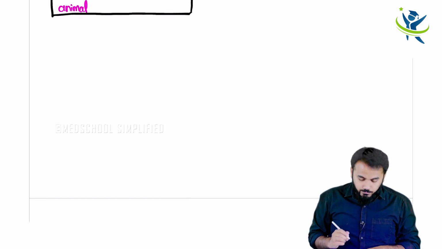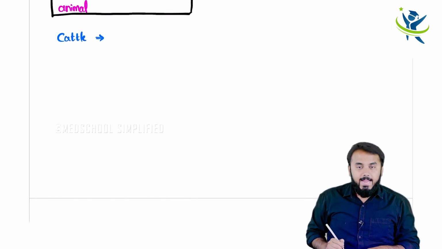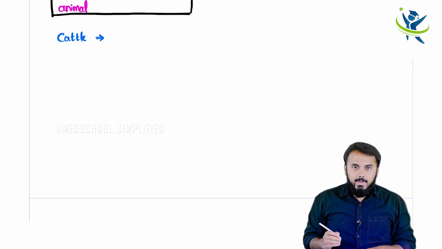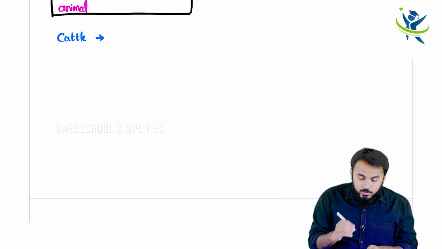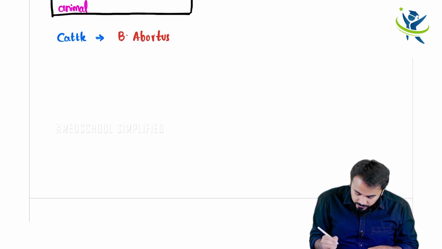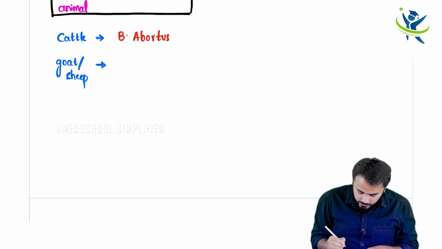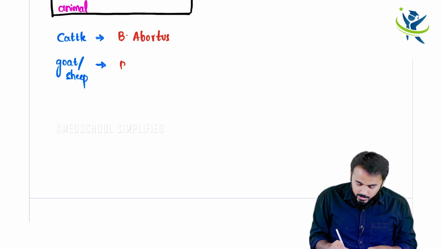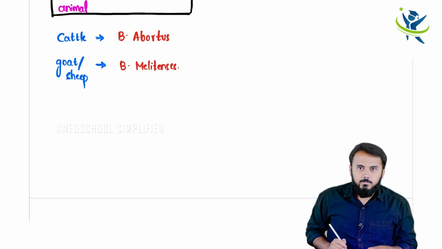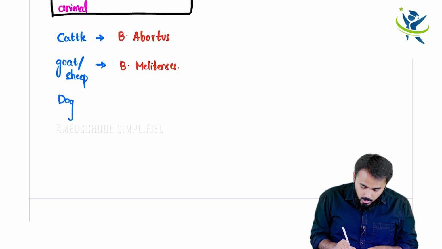Okay, the first thing, for example, if you come in direct contact with the cattle, then you are more likely to get that type of Brucella infection which is caused by Brucella abortus. For example, if you are in direct contact with the infected goat or sheep, then you are more likely to get that type of Brucella infection which is called Brucella melitensis.